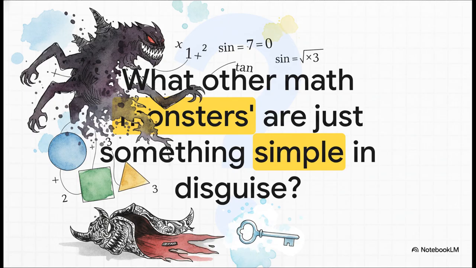So we've seen today how a problem that looks like a monster can be unmasked to reveal something familiar, something totally manageable. And that leads to a bigger question, right? What other complex-looking problems, not just in math, but in any subject you're studying, are actually just a simple idea wearing a clever disguise? Something to think about.